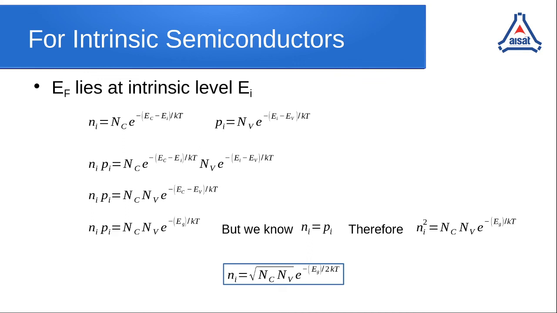But we know, as we had discussed earlier, in case of an intrinsic semiconductor, the number of electrons in the conduction band is equal to the number of holes in the valence band. Mathematically, it can be represented as Ni is equal to Pi. Therefore, the equation can be rewritten as Ni square; in place of Pi, I have written Ni. So Ni square is equal to Nc Nv e raised to minus Eg by KT. Or in other words, Ni is equal to square root of Nc Nv e raised to minus of Eg by 2KT. The number of electrons in the conduction band of an intrinsic semiconductor Ni is equal to root of Nc Nv e raised to minus Eg by 2kT.